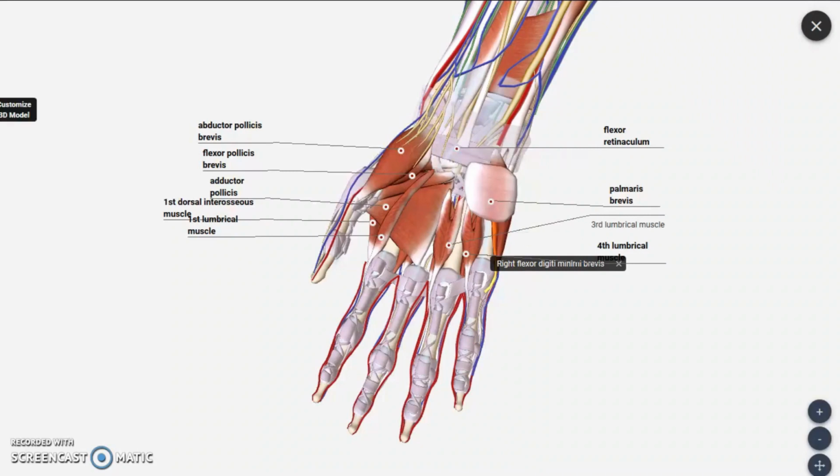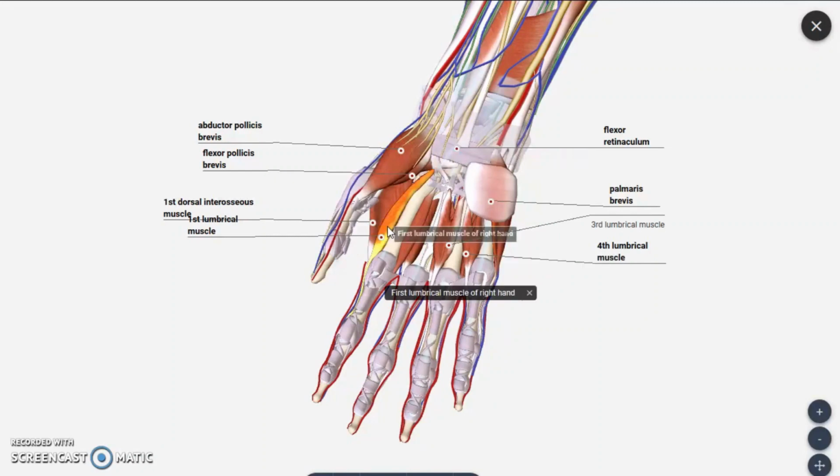For seeing that in better view, we are going to remove adductor pollicis muscle. If we remove adductor pollicis, then it will be clear for us to view the lumbrical muscle clearly. So here you can see the first lumbrical present here. So this is the first lumbrical.